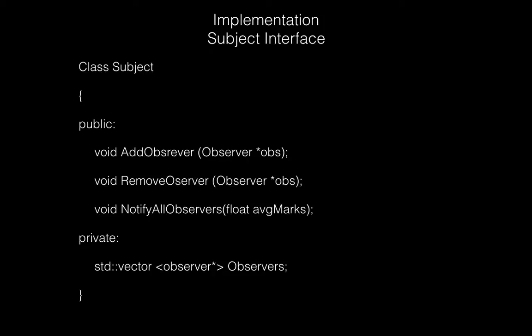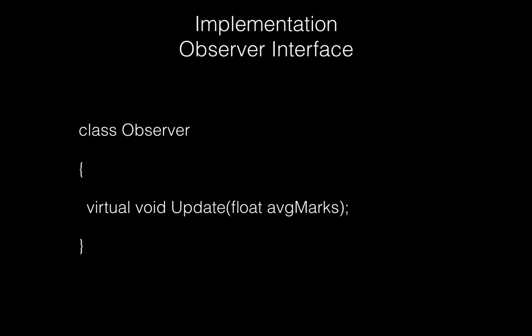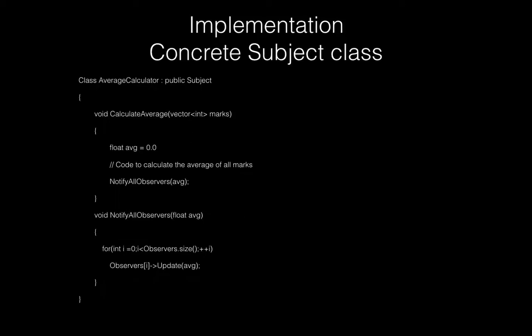So it has a private vector where it maintains the list of all observers who are registered to this subject. Then in the observer interface, let's say you have just one method called update, and it takes float, which is average of marks, as an input. Let's see implementation of a concrete subject class called average calculator.